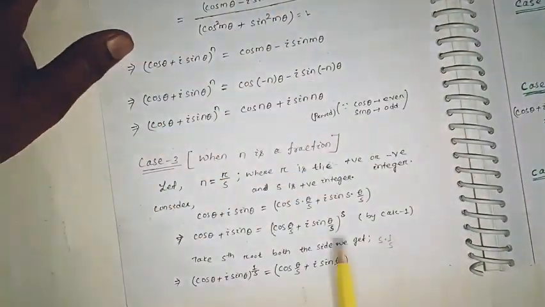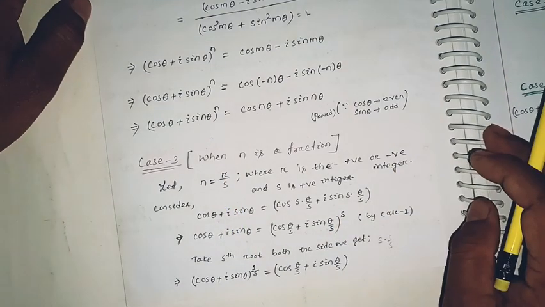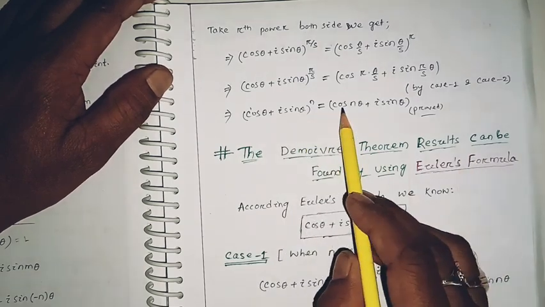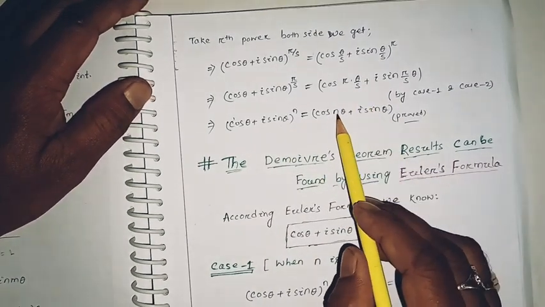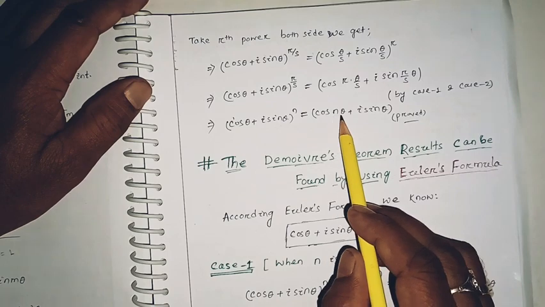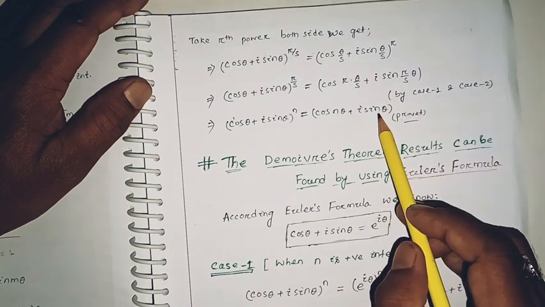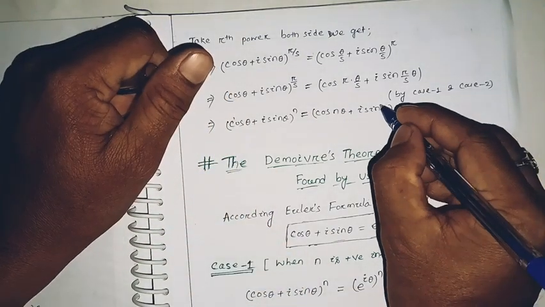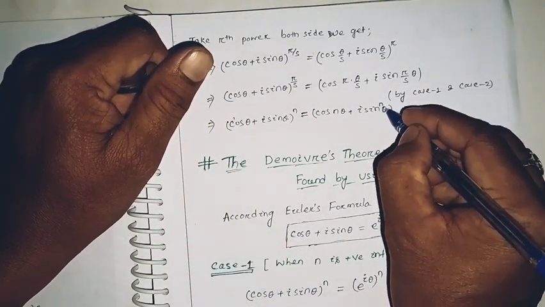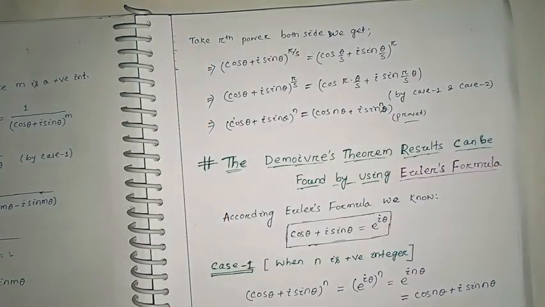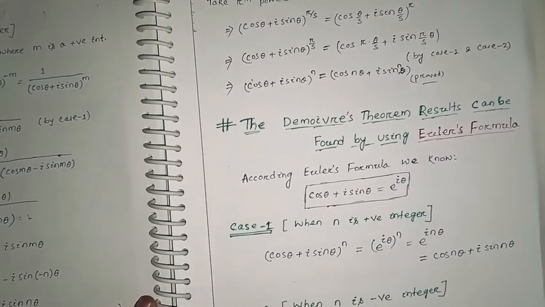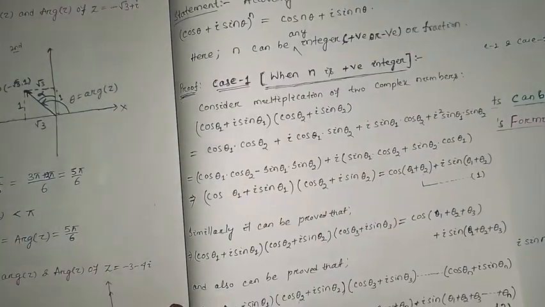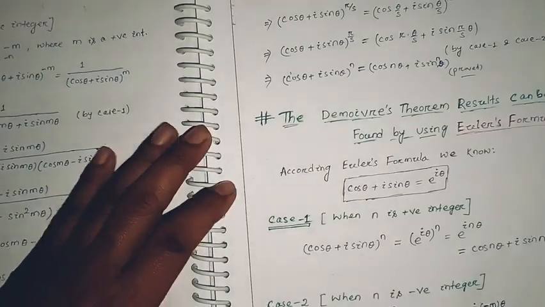So as we considered that n equal to r by s, instead of r by s we can substitute n. That implies (cos theta + i sin theta)^n will be equal to cos n theta plus i sin n theta. This one has been proved.